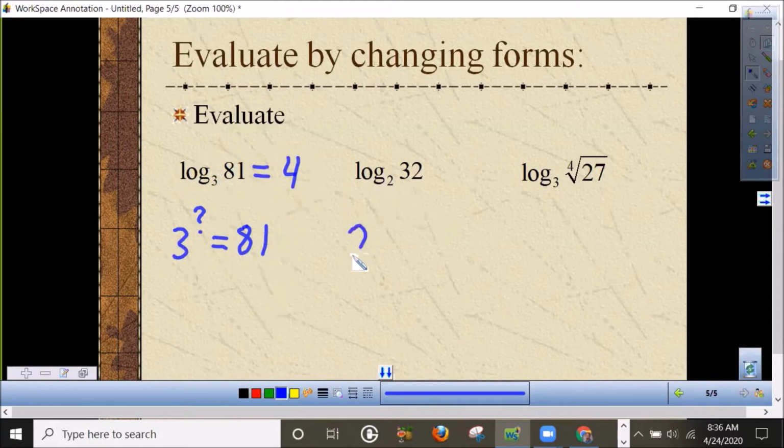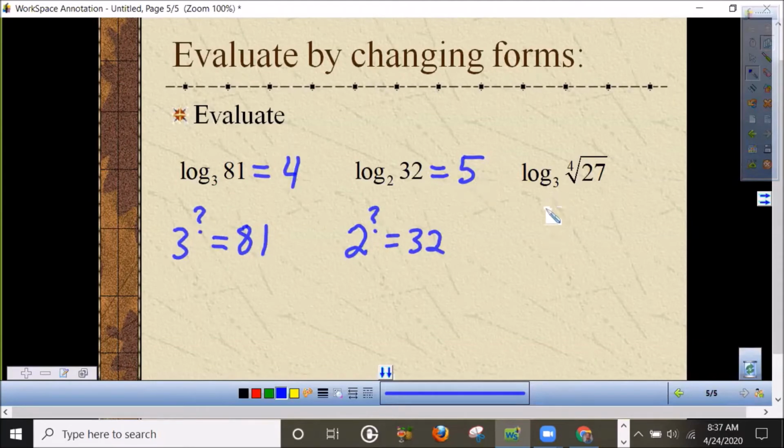Next, 2 is our base, our power is unknown, and we want the result to be 32. Well, you could try different powers of 2 until you find the right one. It turns out 2 to the 5th power is 32, so the log base 2 of 32 is 5.